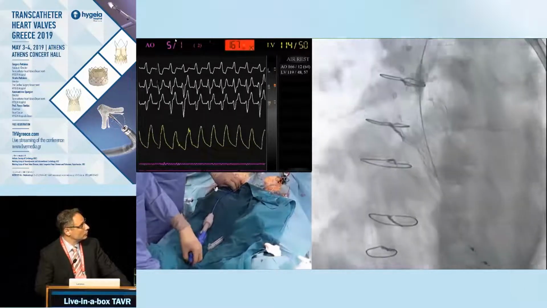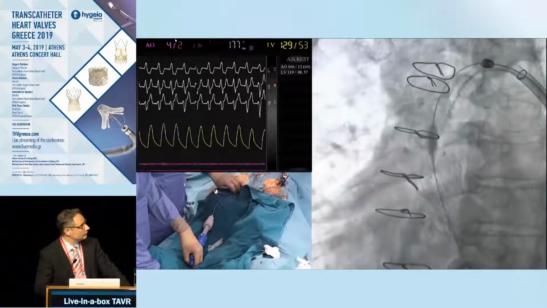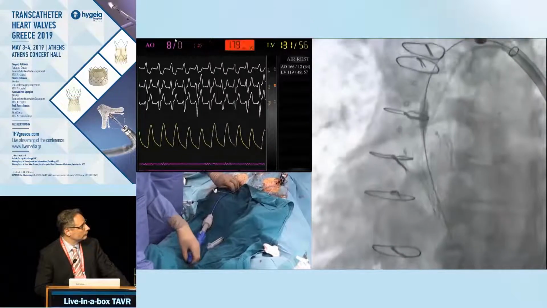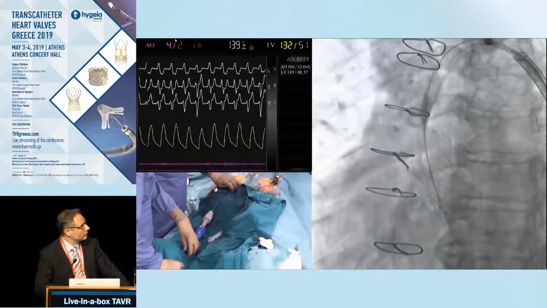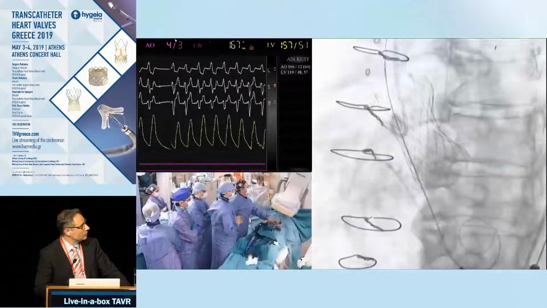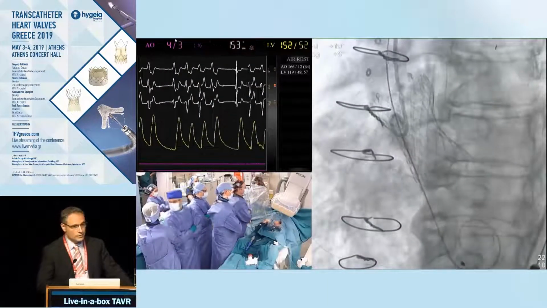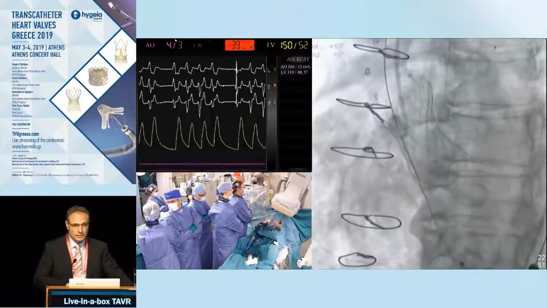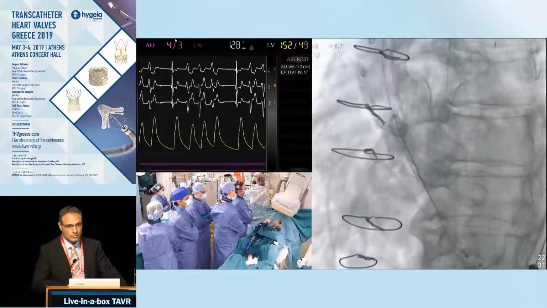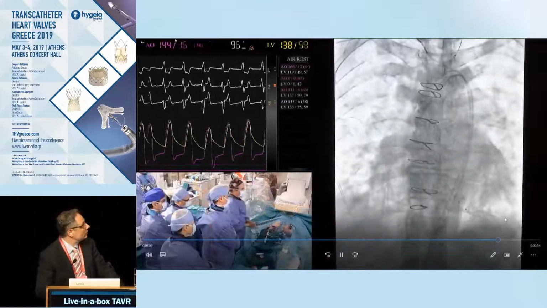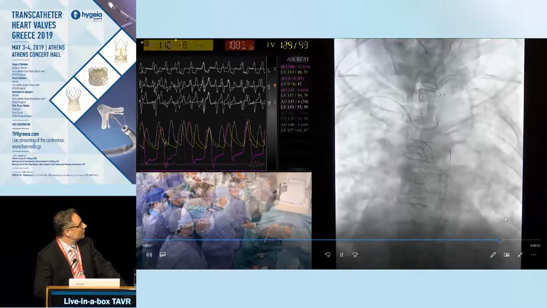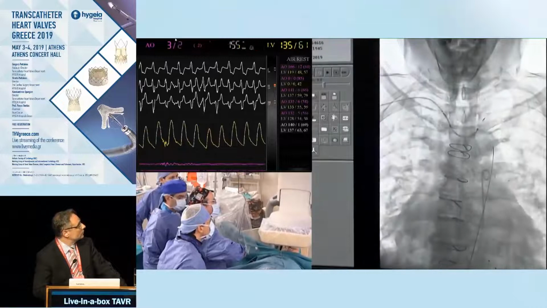So here is the aortography coming, showing a mild paravalvular leakage. We always estimate the paravalvular leakage and the aortic regurgitation hemodynamically, as you see here, having a sufficient diastasis.